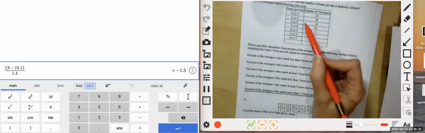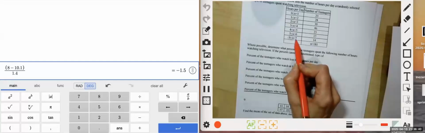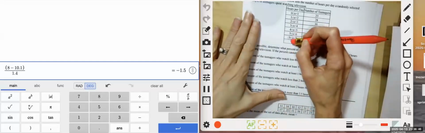Okay, so we talked about this earlier. The left side includes the number given because it's got that less than sign. The right side does not include it because there's no equal to symbol there.